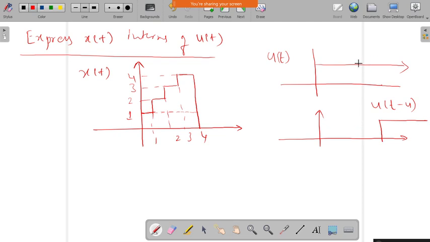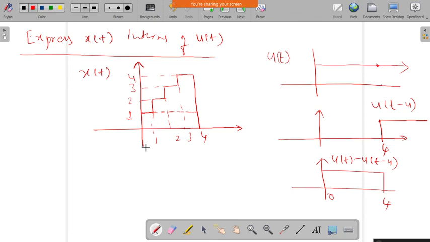Now if I subtract this u of t minus 4 from u of t, you are going to get the signal up to 4 like this. Because at 4 it is plus 1 and here also it is plus 1, if I subtract this signal from that signal, 1 minus 1 goes to 0. That is, u of t minus u of t minus 4 gives the signal from 0 to 4. So that is the first step.